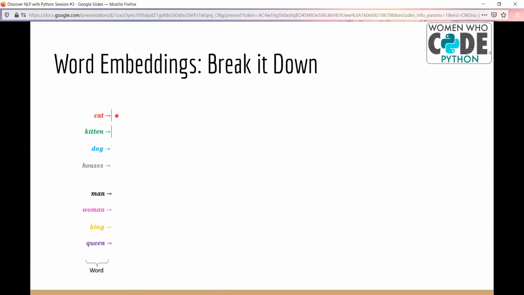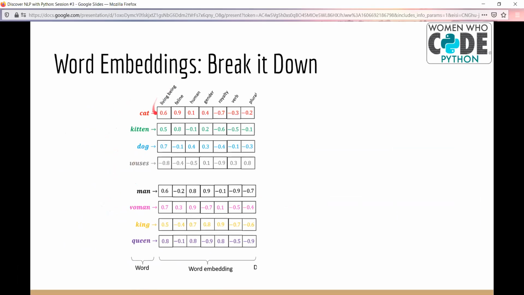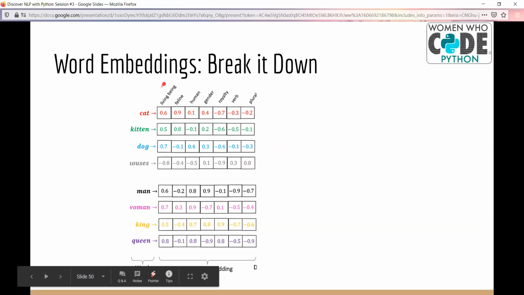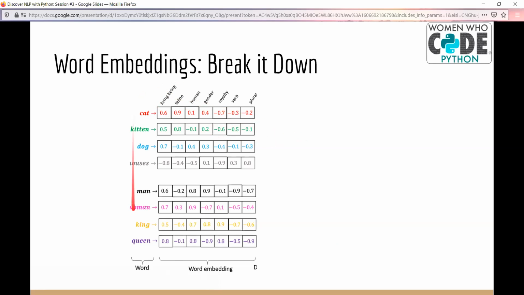So let's break it down. We have cat, kitten, dog, houses, men, women, king, and queen. These are the words, and these are the features that we are considering here. For each feature, we are going to put a particular score. Here we are talking about each word in terms of the features. These are the features, as you can see, present in the columns, and these are the words present in the rows.